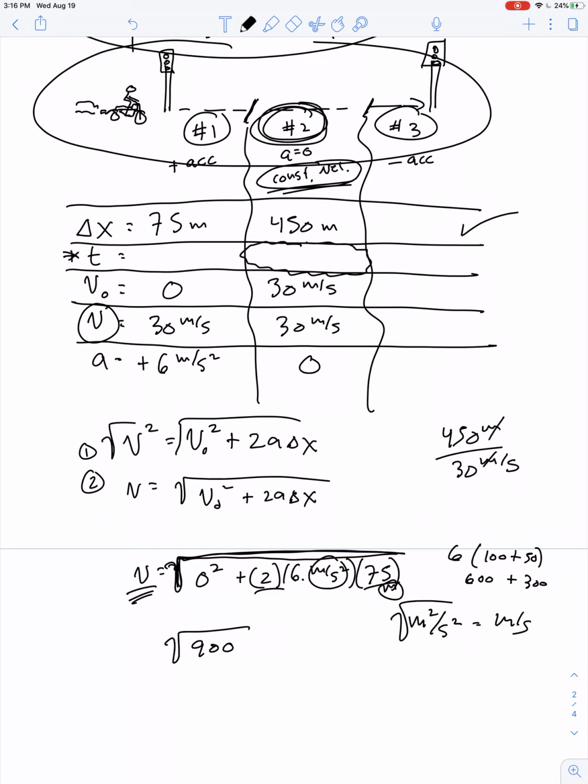Meters cancel. It's the inverse of seconds. We can knock off a 0. 45 divided by 3 is 15. So 15 seconds in the second interval of motion.